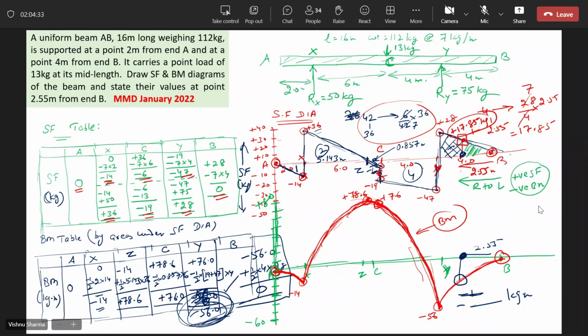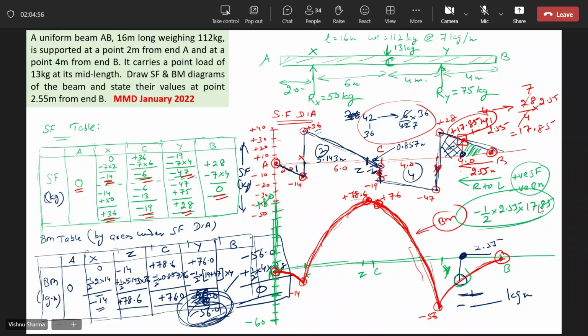I was to come to it later because many of you would then, in the sign convention, unnecessarily go for a toss. You can calculate the area here. It will be minus 1 by 2 into 2.55 into 17.85. And this will be the BM at this point here, minus so much.